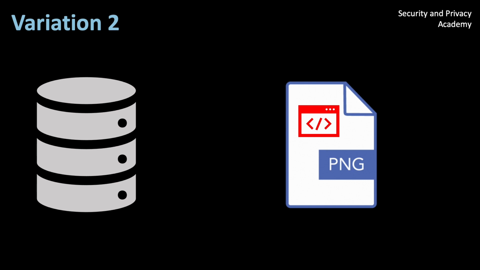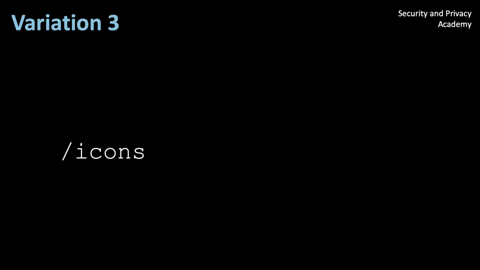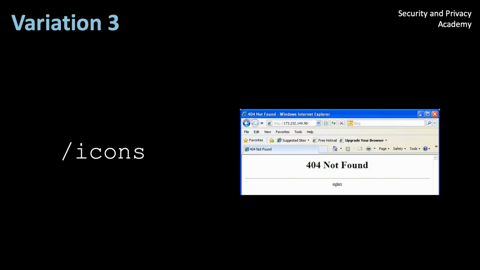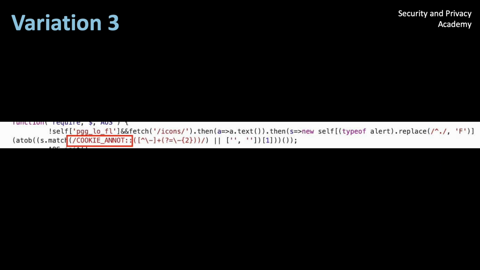Now, variation 3, the uniqueness of this attack. In the beginning, it is similar to variation 2. It is often hidden in the metapixel. But it doesn't load a malicious image, but rather calls the folder /icons, which doesn't really exist. As you might expect, this leads to a 404 not found error. However, this 404 site has been tampered with. At the end, there is a commented line which starts with cookie ANNOT, short for annotation.